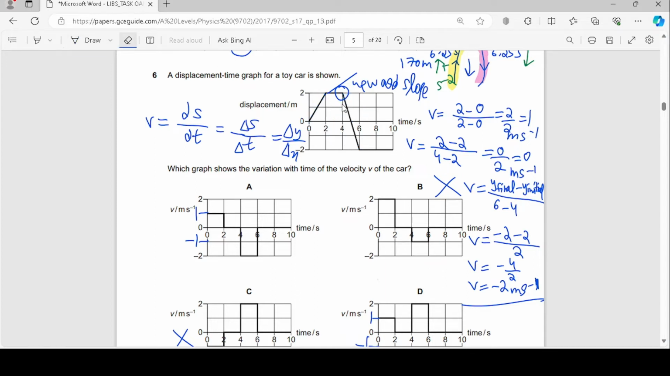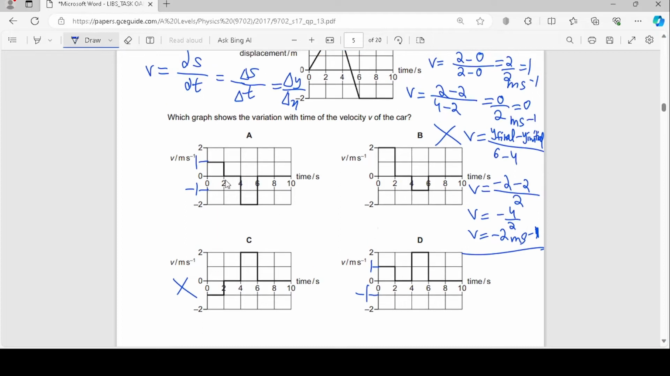Okay, anyways, so we got minus 2. So let's see A. A shows this region as minus 2, but D shows this region as plus 2. So that means that D must be wrong. Okay, so then A is the answer basically.